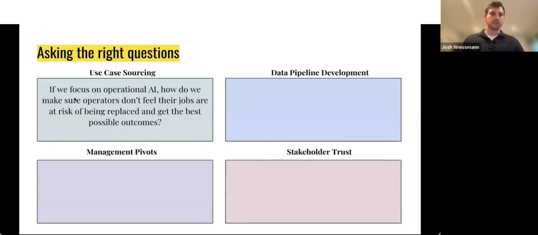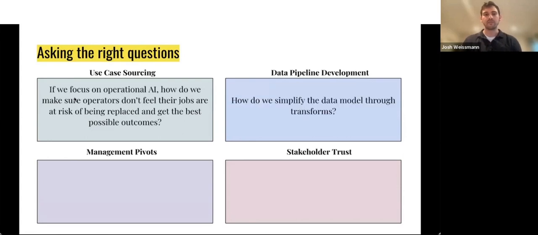The first one is use case sourcing. You want to keep buy-in from a lot of different people. If we focus on operational AI, how do we make sure that operators, the ones who are actually making those decisions, don't feel like their jobs are at risk of being replaced, and we get the best possible outcomes? Businesses are going to protect their employees and their processes, so you need to frame things in ways that don't threaten jobs. Instead, we want to keep buy-in at all levels and have the people at the operational level want to bring new technology into their job to make their job better and easier, so they can do more complex tasks.